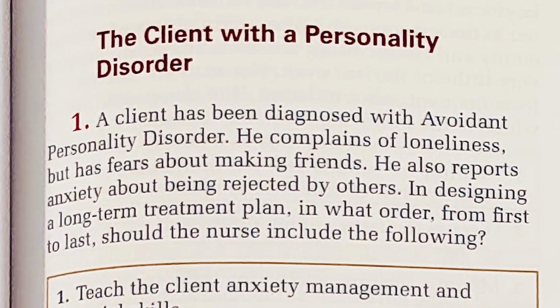A client has been diagnosed with avoidant personality disorder. He complains of loneliness, but has fears about making friends. He also reports anxiety about being rejected by others. In designing a long-term treatment plan, in what order from first to last should the nurse include the following? So I'm guessing baby steps.